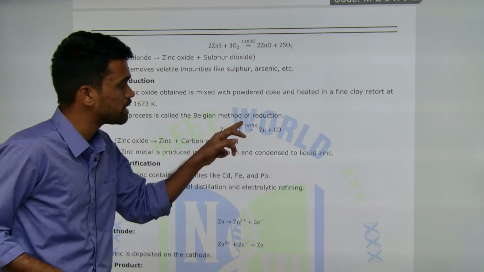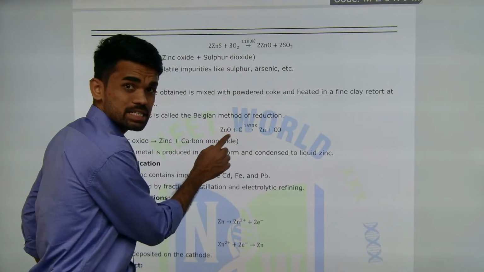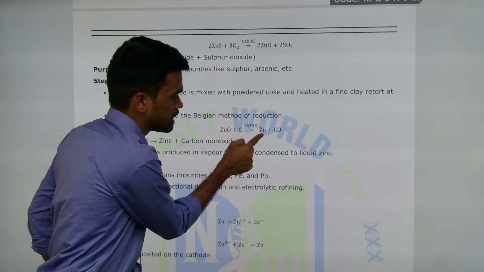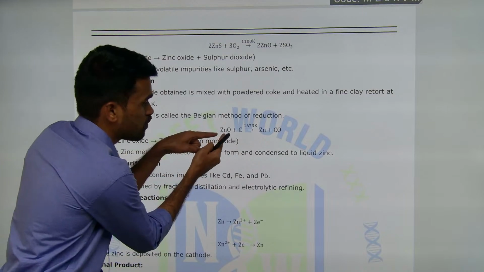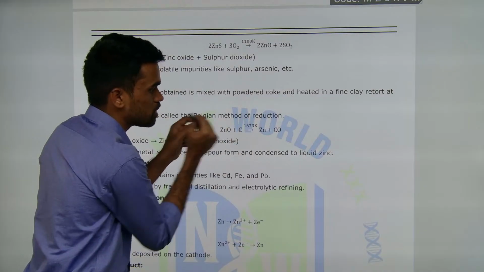So this will be heated at 1673 Kelvin. Now what is happening? Whatever the oxide form is there, that will be converted into zinc. So what is this process? See, removal of oxygen from zinc oxide, converting into zinc. So it is a reduction process only.